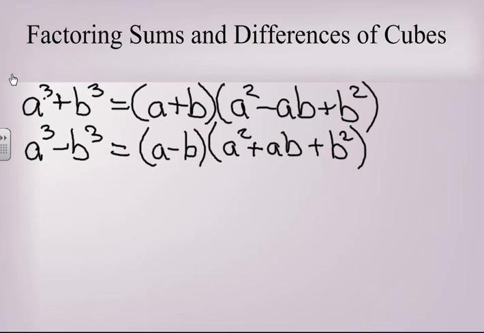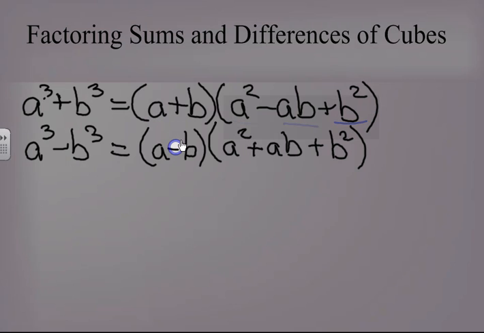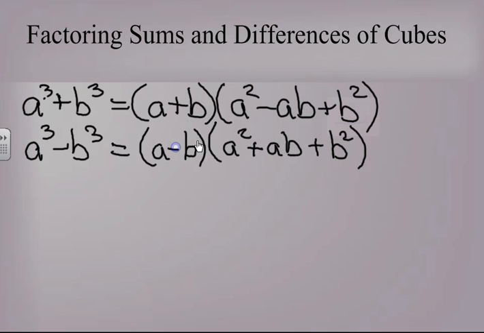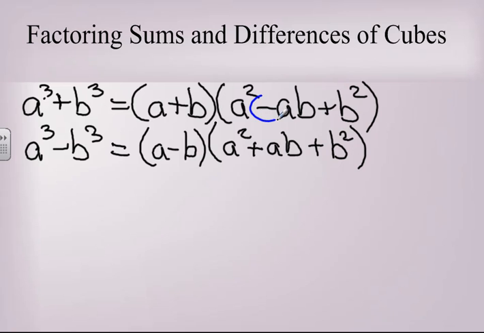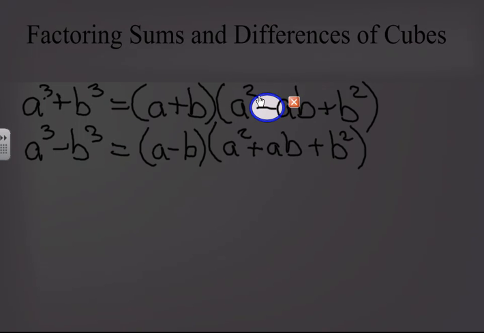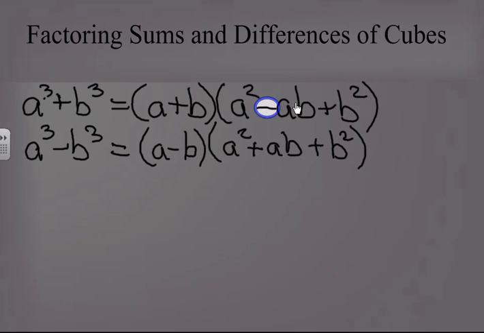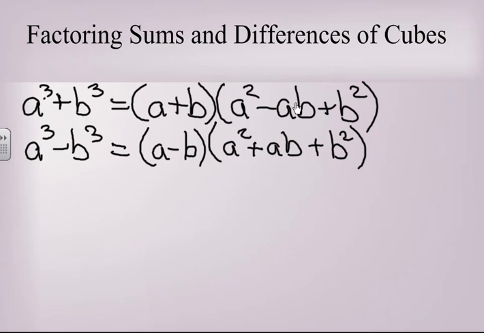If you notice, they're both a squared, ab, and b squared. The only difference is, on the negative one, a cubed minus b cubed, the negative sign is in the beginning, and on the positive one, the negative sign is the second sign. It's the only real difference.